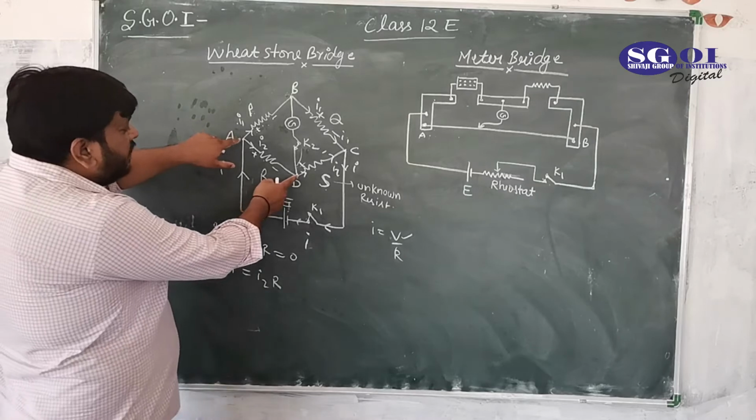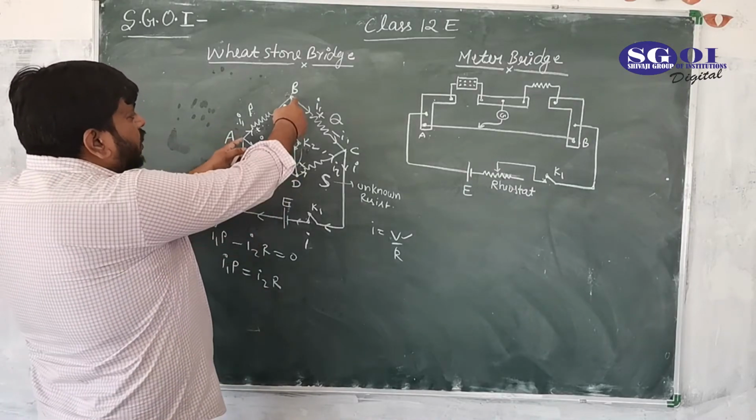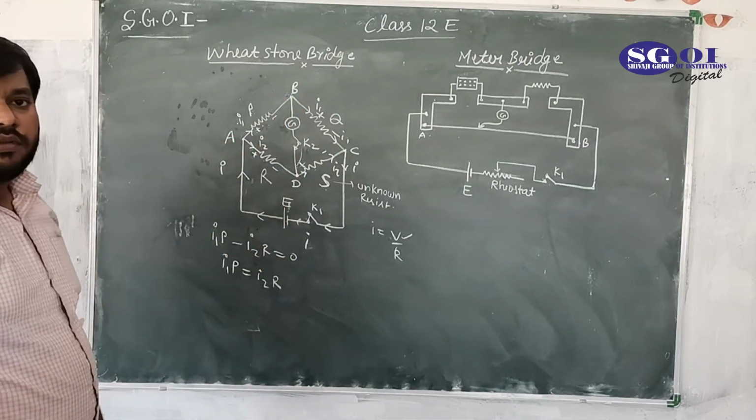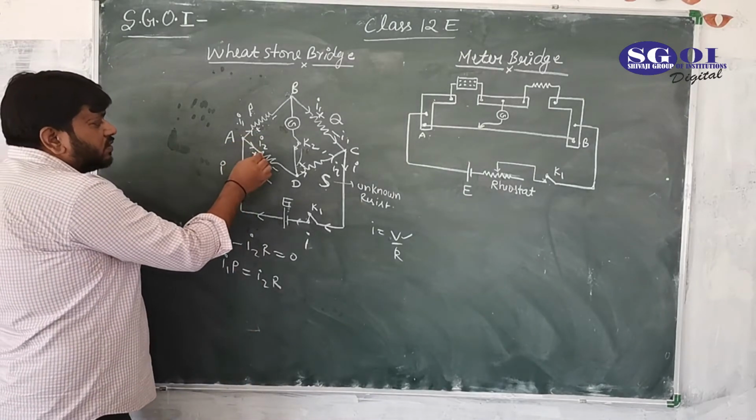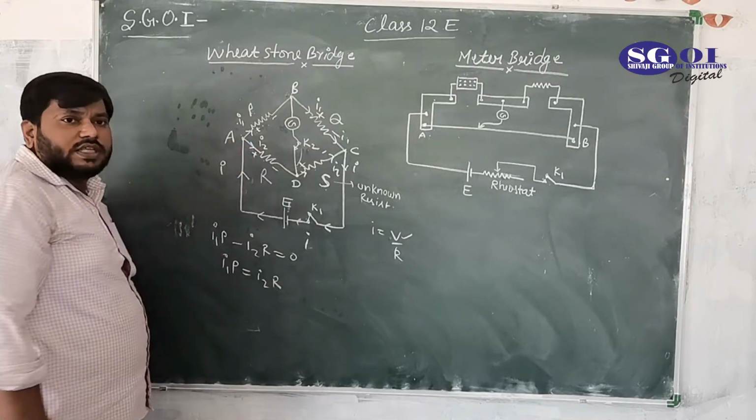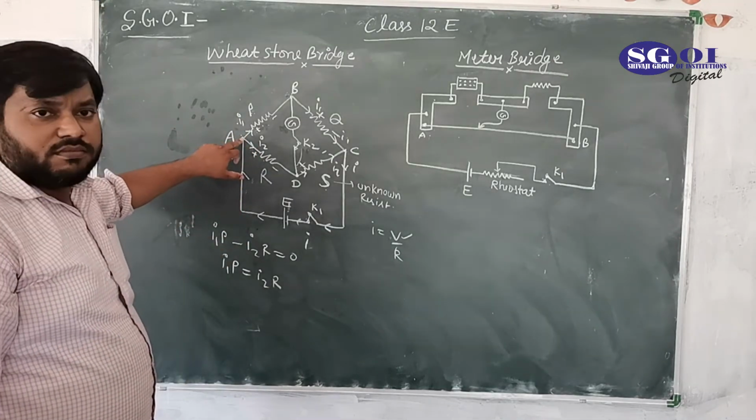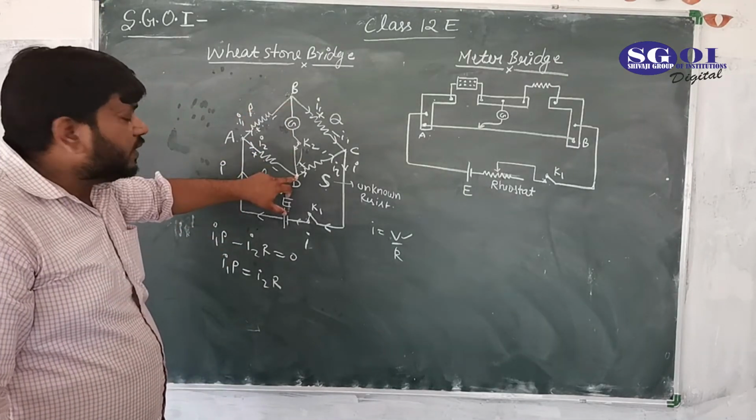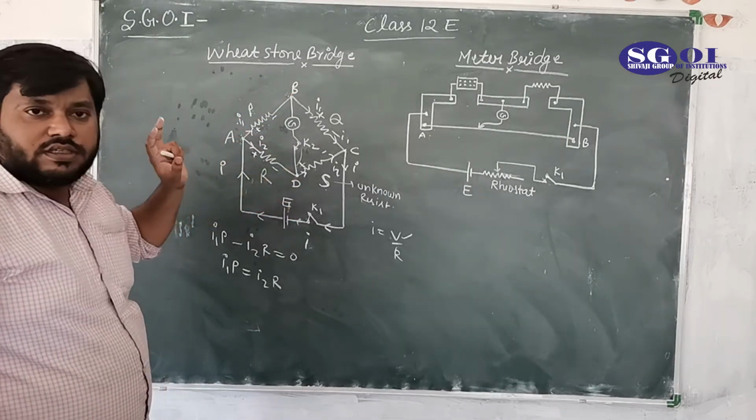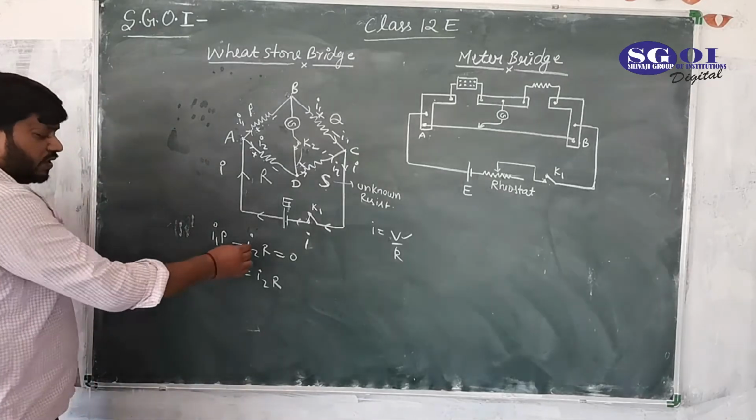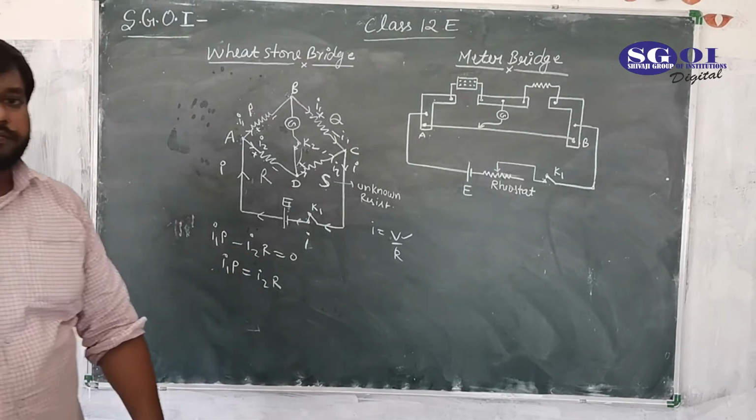This means the potential difference across this and the potential difference across this are the same. Why is it the same? One end of each of these resistances is connected to the other. It means the potential at this point is the same, and the potential at this and this point is also the same. So the potential difference across this and this is equal. And the equation is also telling the same thing.